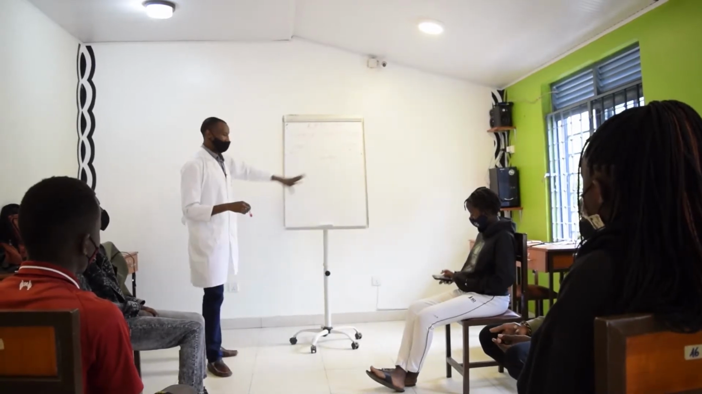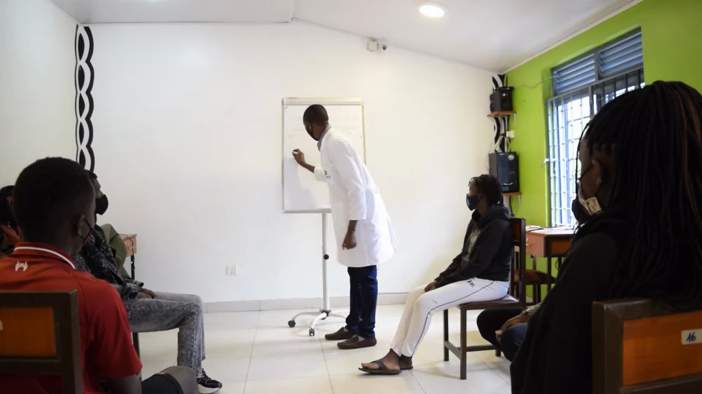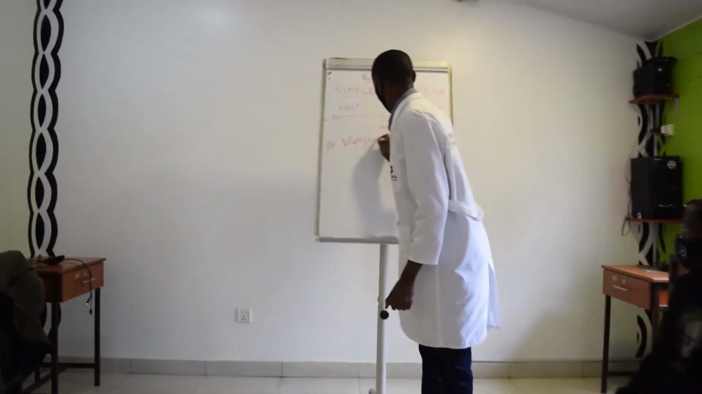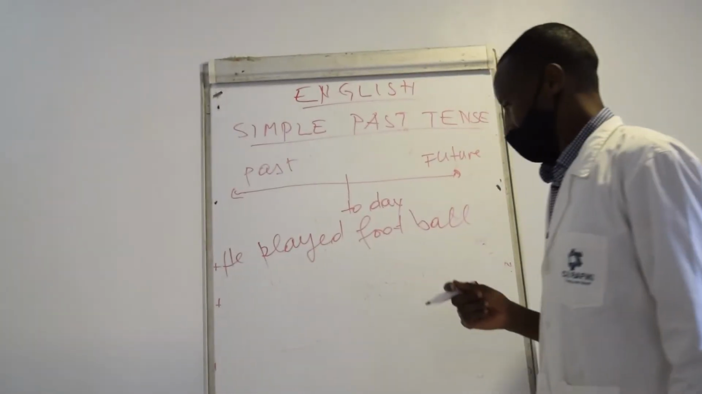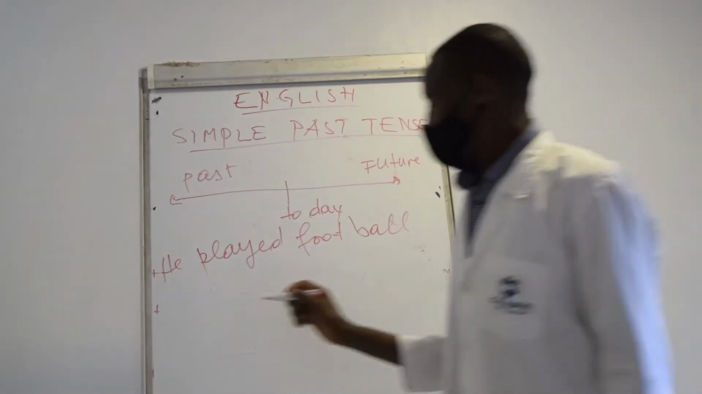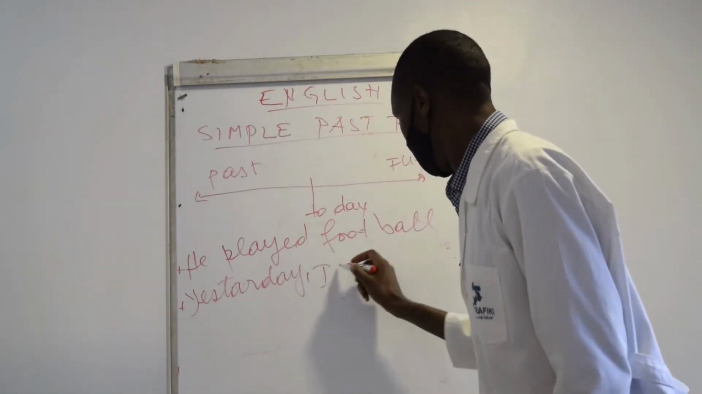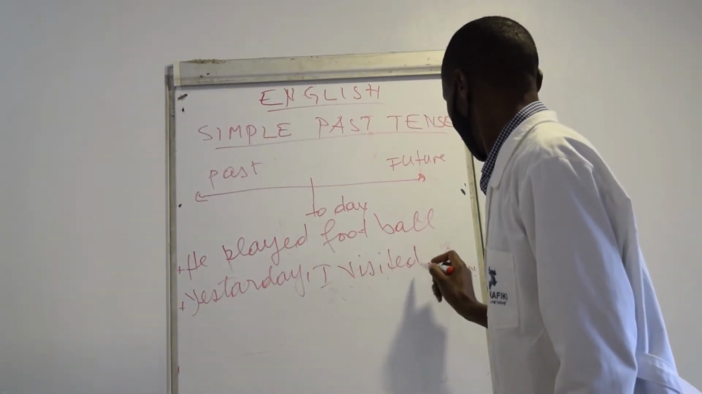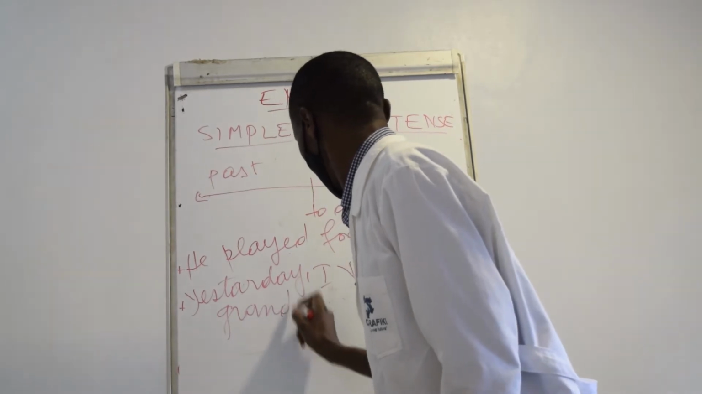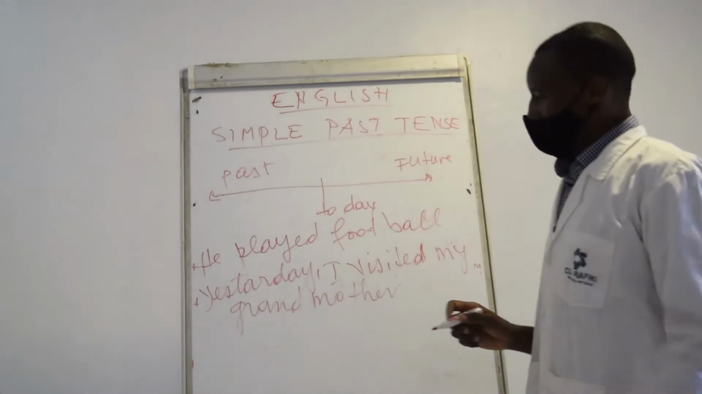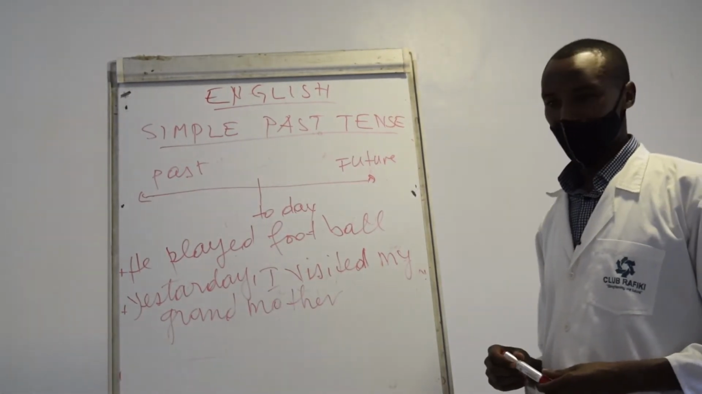Judith, could you give us an example of a sentence in the past? He played football. Another one? Salman? Yesterday I visited my grandmother. Good. Yesterday, I visited my grandmother. In sentence number one, we have: he played football. Number two: yesterday I visited my grandmother. Okay?